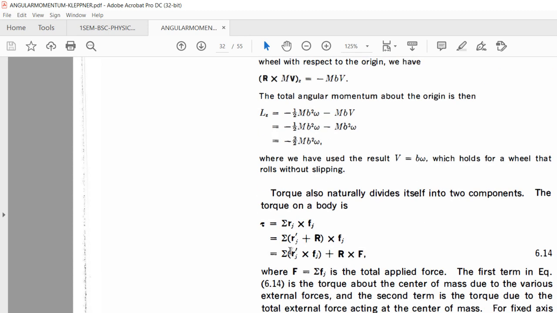Now if we talk about the torque, there are two components of torque because of the two components of the radius vector. One is the radius vector dash, that is with respect to the center of mass. The second is the position vector of the center of mass about the origin, external origin.